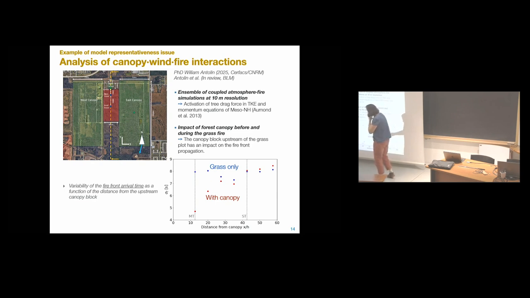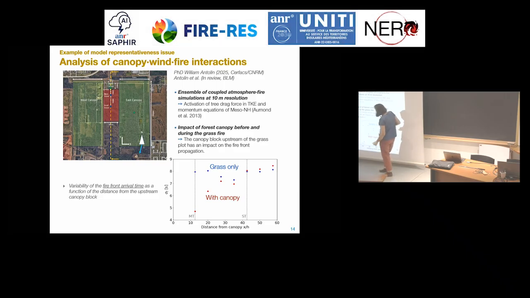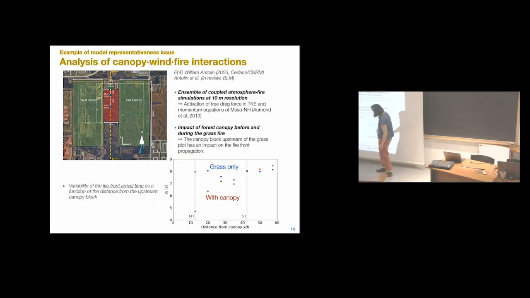And this arrival time variability is plotted with respect to the distance from this canopy block. So as you go further away from the canopy block, so as the fire propagates, you see that the variability of the fire front arrival time is growing. And so this shows the importance of having an ensemble. But also what you see is that close to the canopy block, there is quite a huge difference between the grass simulation and the canopy simulation. And we think this is due to the trail of the canopy.